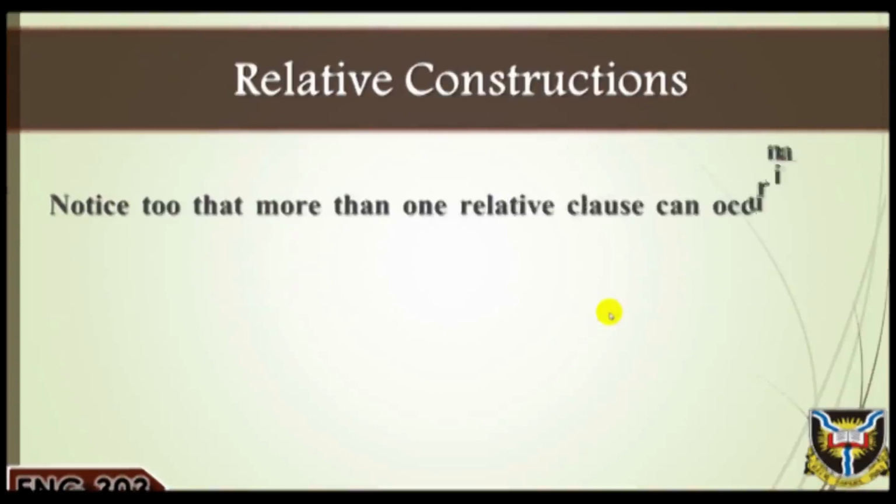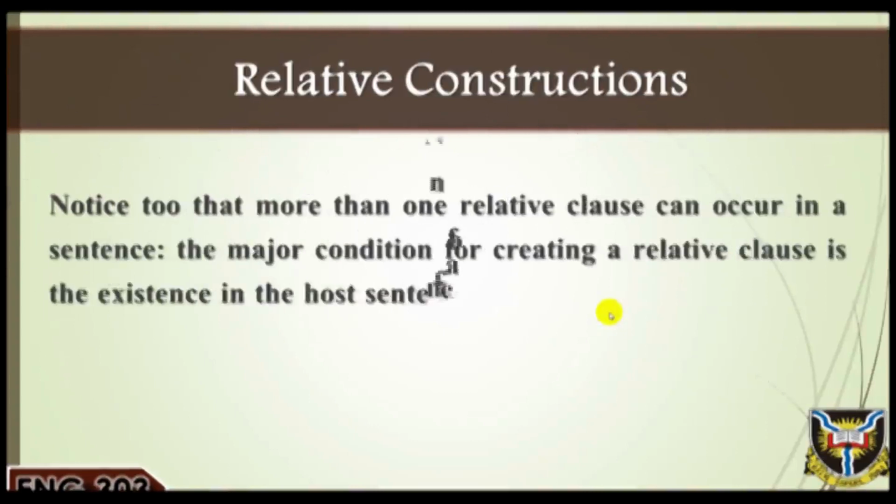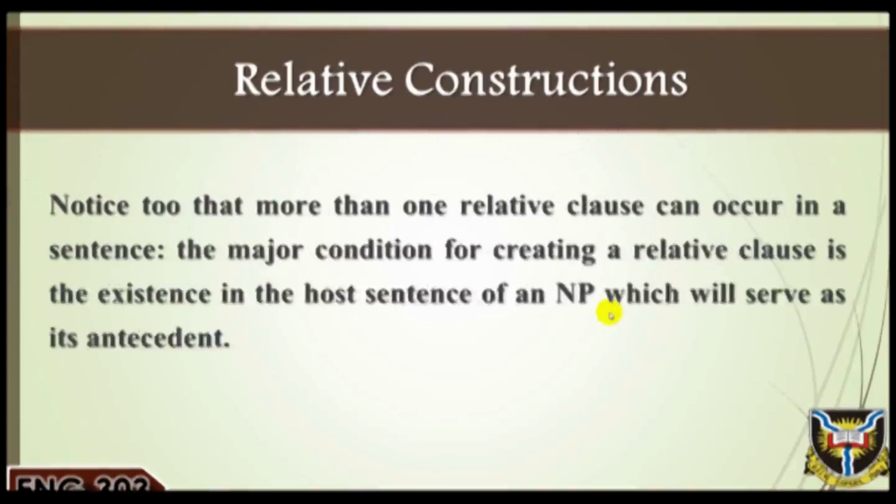Notice too that more than one relative clause can occur in a sentence. The major condition for creating a relative clause is the existence in the host sentence of an NP which will serve as its antecedent.